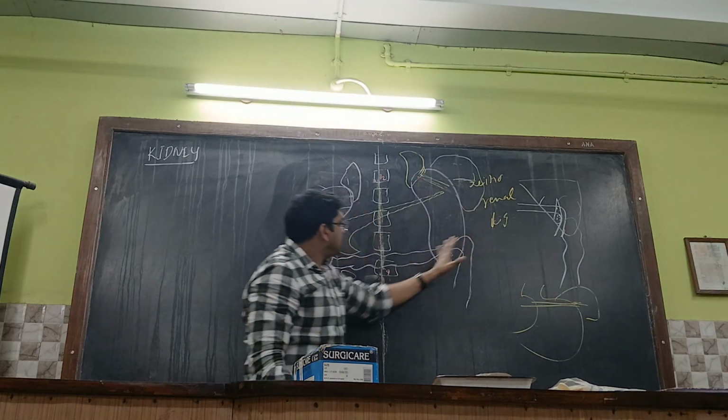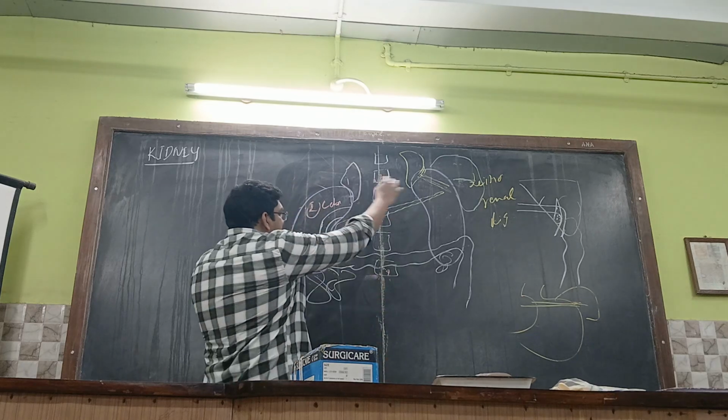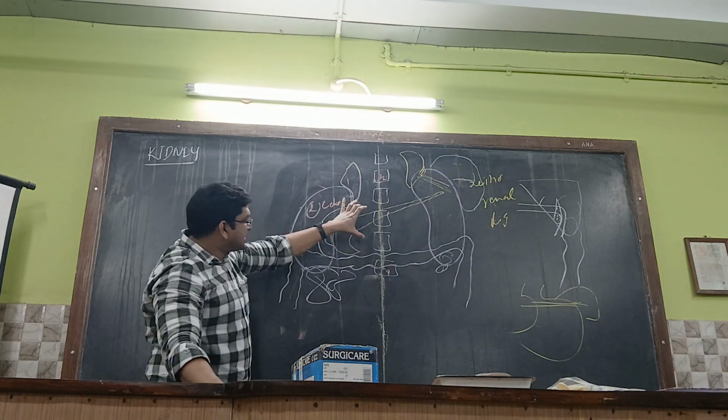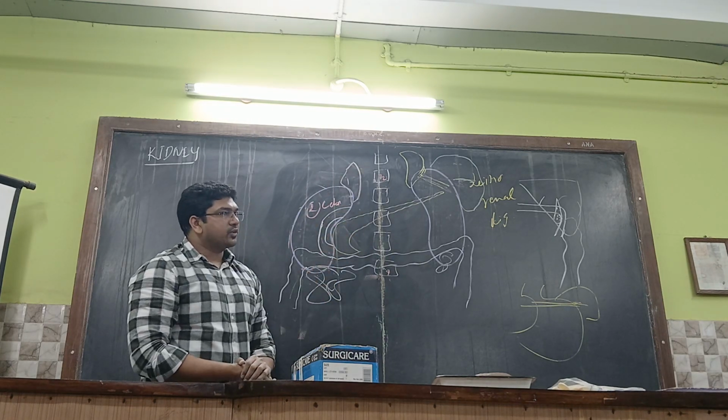So these are the impressions over the anterior surface of the left kidney. If you imagine the colon below, the stomach and spleen above, and in between all these things is the pancreas, you can make out the impressions over the right kidney and left kidney. Got it or not? Right?